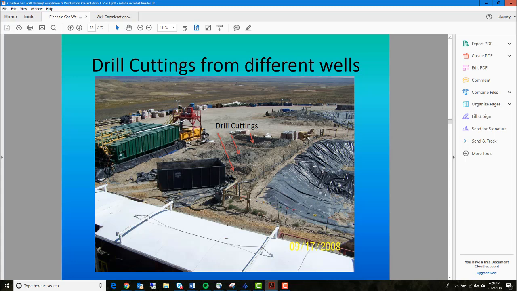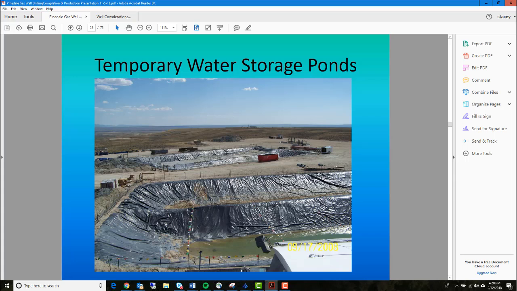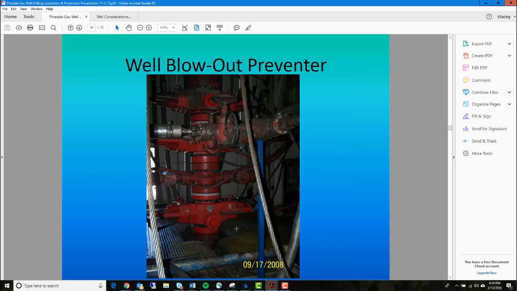And then over here we might have some lined ponds where we have water storage that we need. So we'll fill this with water and use that as a storage location. And then we might be using these pumps, if you will, to pump the water into that area. So here you can see several large ponds that are lined that hold the water.